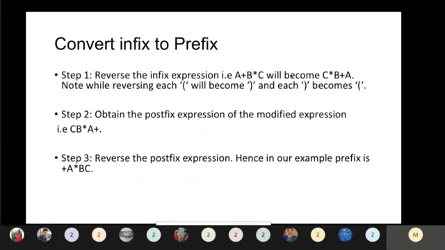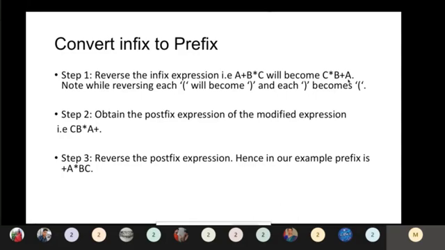You just start from the rightmost. In that expression, a plus b, then asterisk of c, you start from the rightmost character, which is c. So c comes first, then the asterisk, then b plus a. That is the first step.